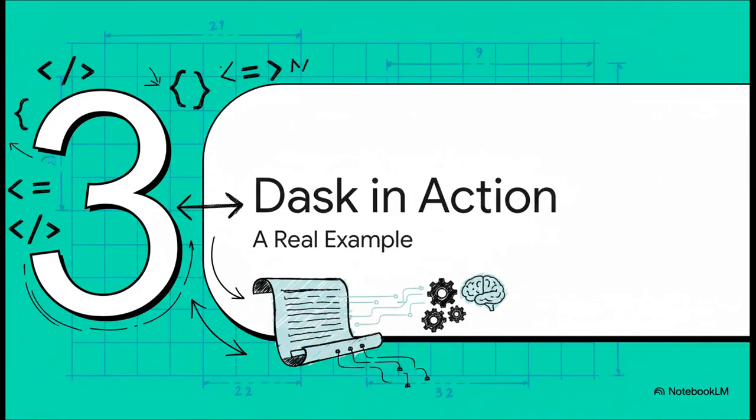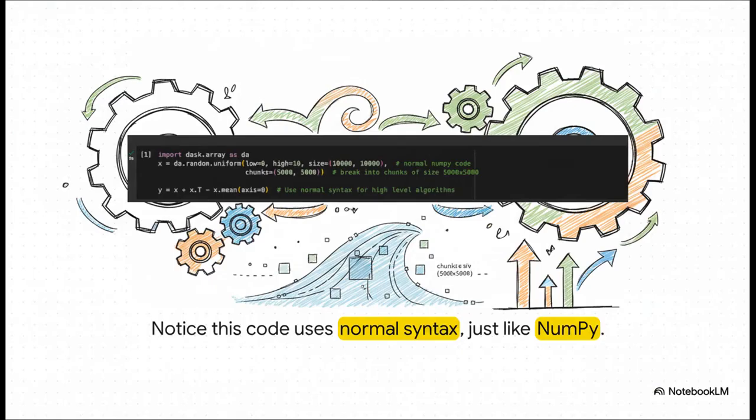Okay, that all sounds great in theory, but what does it actually look like in practice? Let's move to a real example and see how this blueprint analogy plays out with some code. All right, here's some code. We import Dask array as da, and we create a huge 10,000 by 10,000 array. Then we run a calculation on it. But the most important thing to notice here is the syntax. Does that look familiar? It should. It's exactly the same as NumPy. No new functions to memorize.